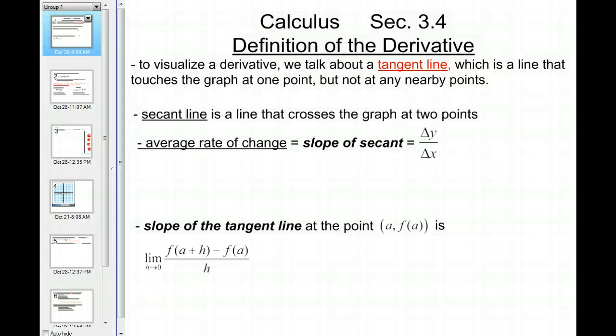Hello everybody, this is the notes for Calculus, section 3.4. Again, I'm just putting these up here for your reference later on if you need them or if you're absent or something. So, what we were talking about today is, like it says, the definition of the derivative.